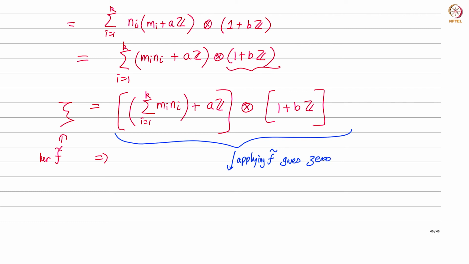Okay, let's apply f tilde. So what is the definition of f tilde? If you go back and see, you are supposed to multiply these two elements, right? In this case, it's just summation mi ni into 1, plus cz. That was the answer. So this is 0. That's what we have concluded. So xi belongs to the kernel, which means this element here has to be a multiple of C, meaning it's in CZ. So the conclusion is that it's a multiple of C.